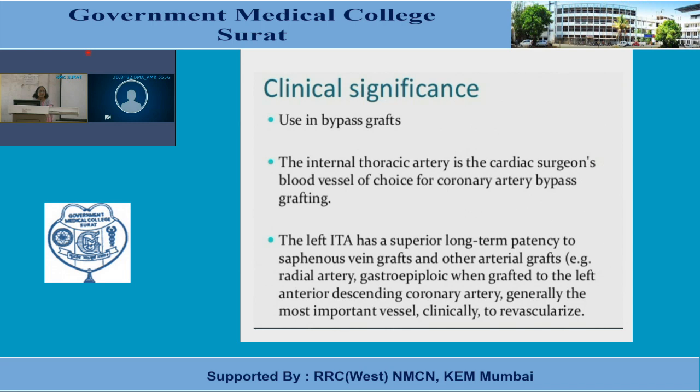You have heard in society that a patient suffering from a heart attack receives surgery, the CABG, called the bypass surgery. Now the left internal thoracic artery has a superior long-term patency to the saphenous vein in the lower limb. So, saphenous vein grafts and other arterial grafts, for example the radial artery in the forearm, gastroepiploic, when grafted to the left anterior descending coronary artery, and generally the most important vessel clinically to revascularize. This is about the importance of the internal thoracic artery in CABG.